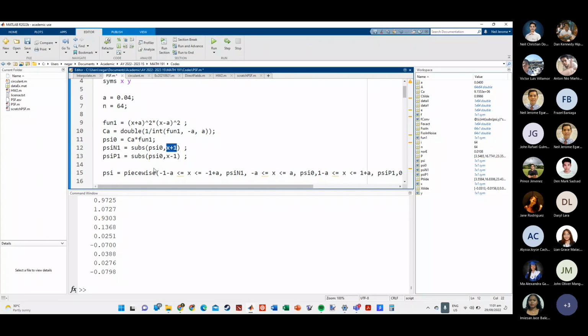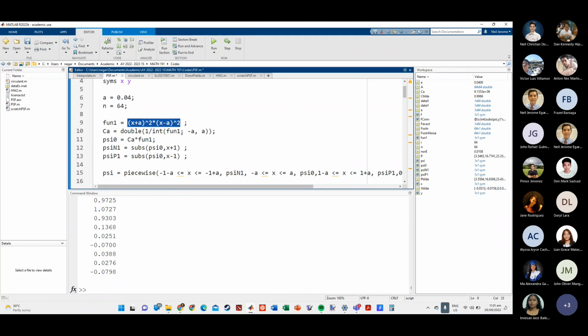Paano ko mapapapalitan kay Matlab yung variables kay psi sub 0 ng x plus 1? You use the subs command. Parang yung substitution command. So subs command gagawin niya, magsa-substitute siya sa variable na kay psi sub 0 ng x plus 1. So lahat ng variable na makikita ni Matlab kay psi sub 0, papalitan niya ng x plus 1. Isa lang naman yung variable kay psi sub 0, right? Kasi si psi sub 0 ay CA, a constant, times fun1. Ito si fun1. Alright?